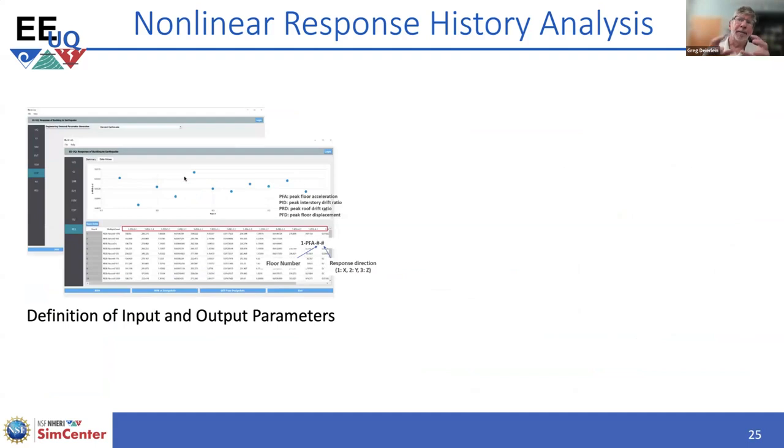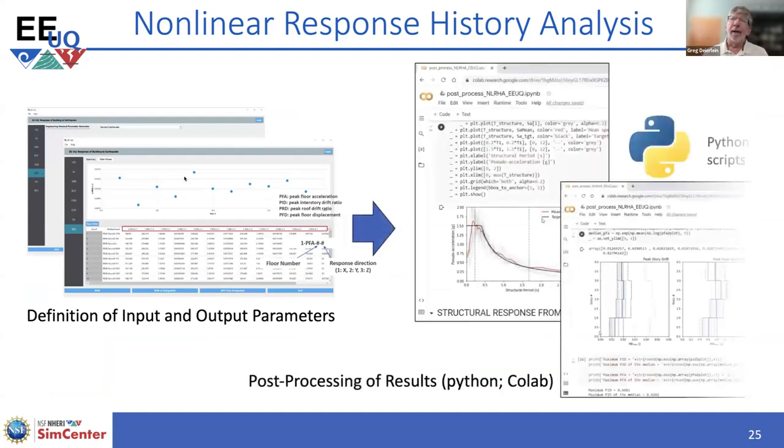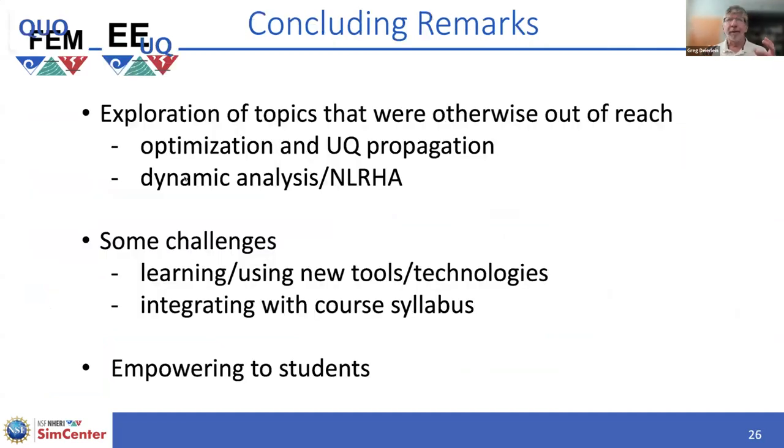EEUQ can run that, get some of the results, but then we also provide some Python code, and we find it's handy to give the students Colab, where they could take the results of their analysis, copy it into Colab, and then we have some suggestions on how they could plot different response quantities. Okay, so that is a snapshot.